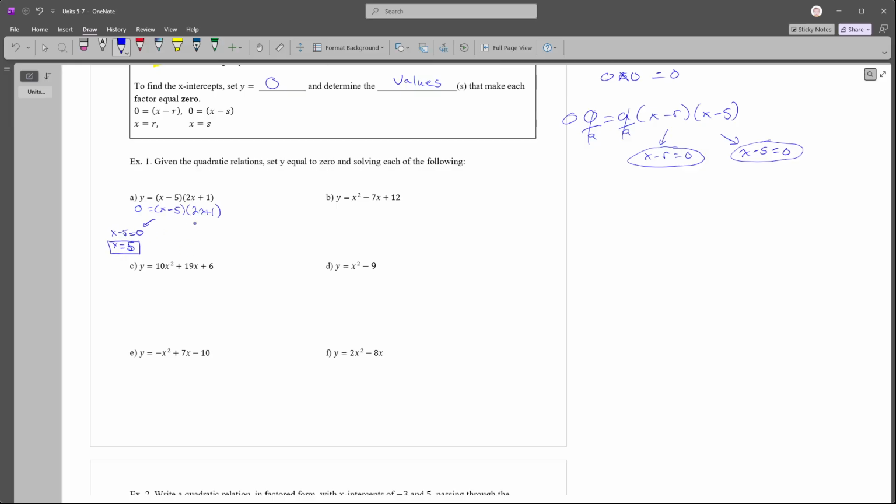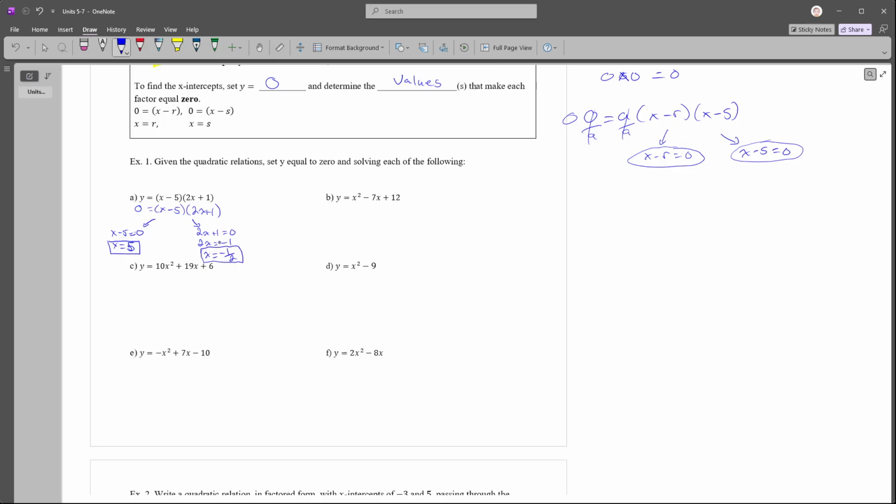Okay, what about the other side? What do we have over here? We have 2x plus 1 is equal to 0. So I have to bring that 1 over to the other side. So I have 2x is equal to negative 1. And now I have to divide both sides by 2 to get rid of this 2. So I end up with x is equal to negative 1 over 2. Oh, that's not as simple anymore.